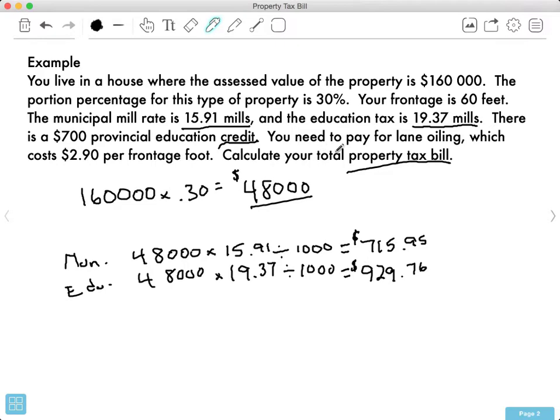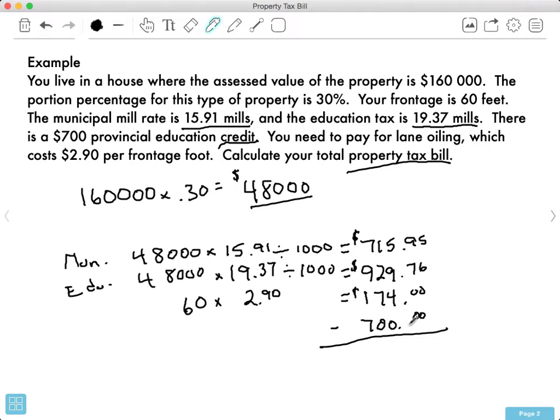You also have a local improvement, this lane oiling. It's $2.90 per frontage foot. Your frontage is 60 feet, so it's 60 feet times $2.90 a foot. You don't divide that by 1,000 because it's not a mill rate, it's just a dollar rate. That's $174 for your portion of the lane oiling. And we also have a $700 tax credit. So after all that's said and done, I'm going to subtract $700 that the province is giving me as a break on my property tax.